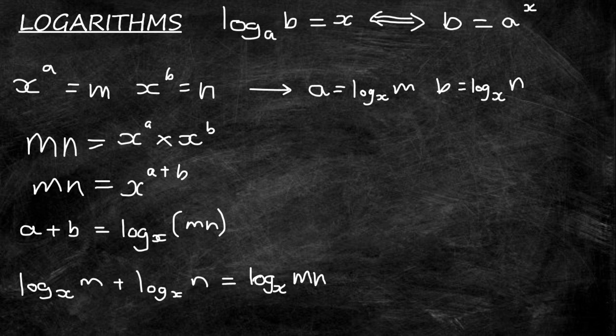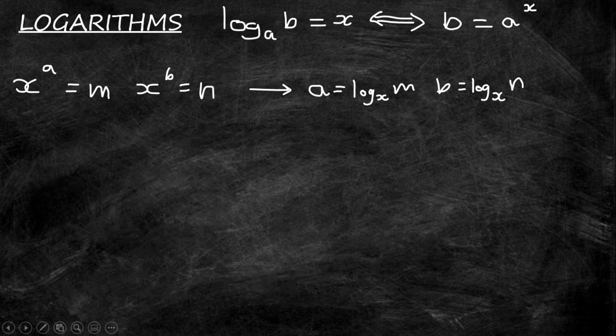So this is our first logarithm rule here. When you add two logarithms of the same base together, so these two logarithms here, you can write this as one logarithm of the same base, with the number inside being the product of the two original numbers. So that's our very first logarithm rule there.